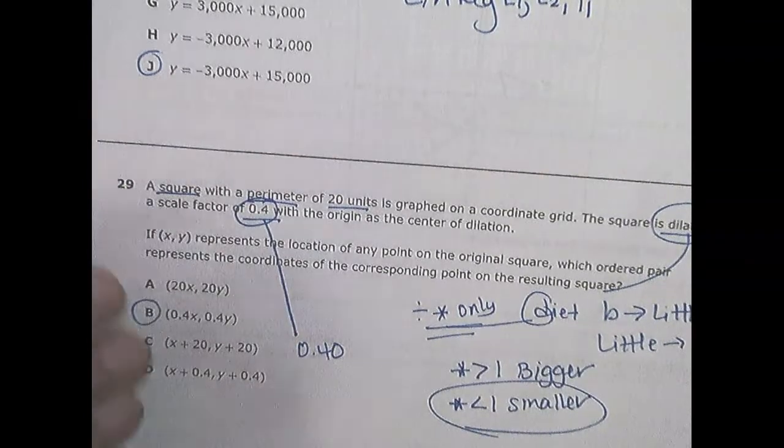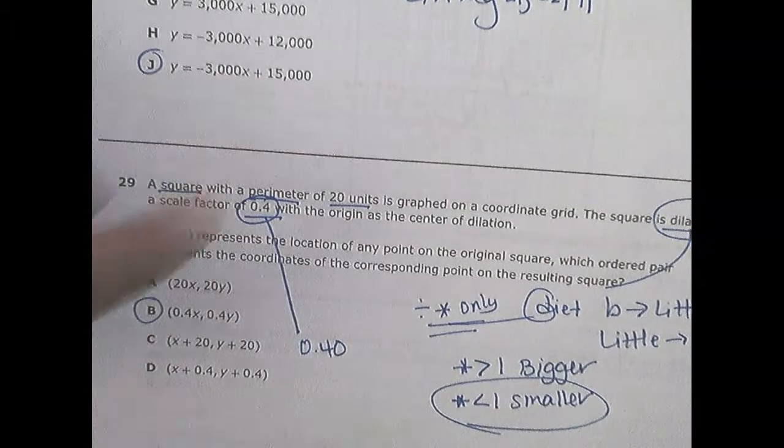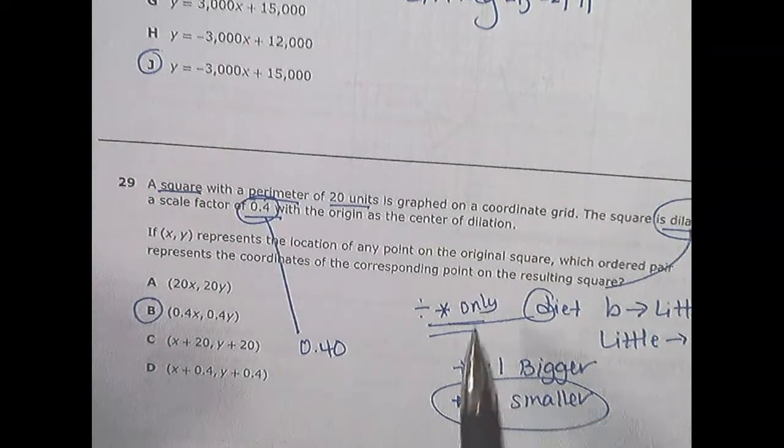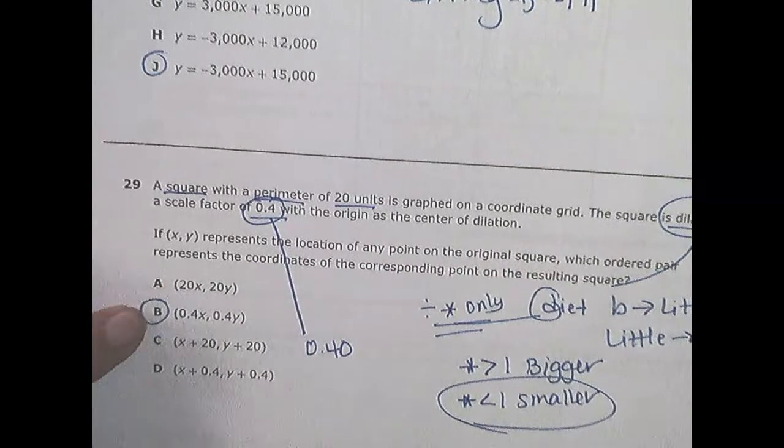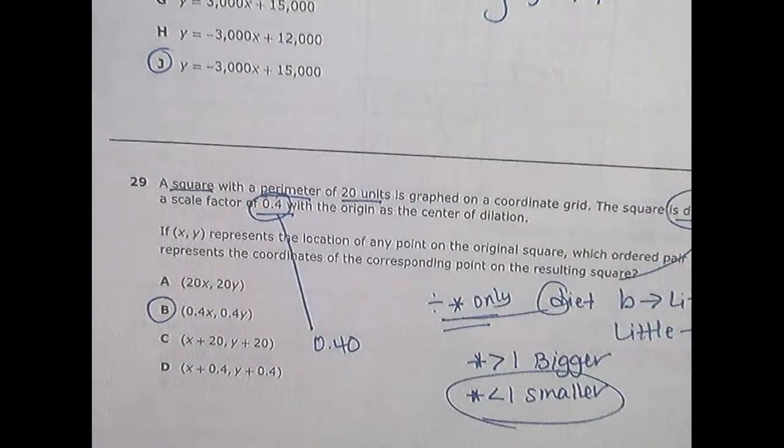So which one of these is going to give you that answer? Do we add? Not hardly. We're multiplying, dividing. Is it 0.4 or 20? 0.4. Answer's B. That's the perimeter. That's got nothing to do with it.